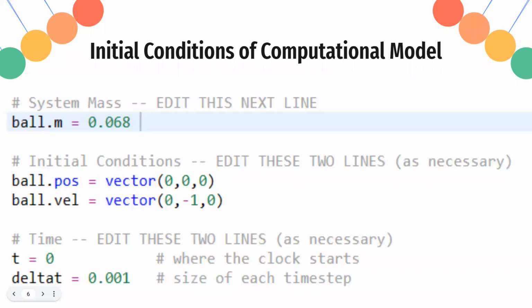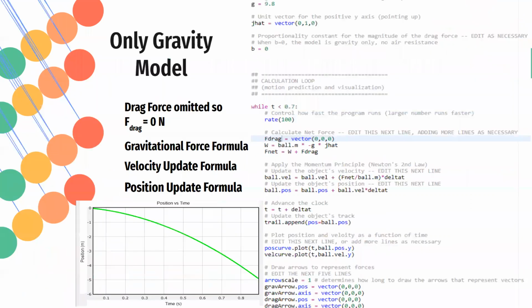These are the initial conditions of the computation model: position, velocity, and the size of each time step. We also have the ball's mass, 0.068 kilograms. And this is the first model that considers only gravity. When it considers only gravity, we have the gravitational force formula, but F drag is equal to 0, 0, 0 because we don't want to consider that. So we only have gravitational force affecting the ball. We also have the velocity update and position update formulas, as you can see here. And this is how the graph looks whenever we're only considering gravity.